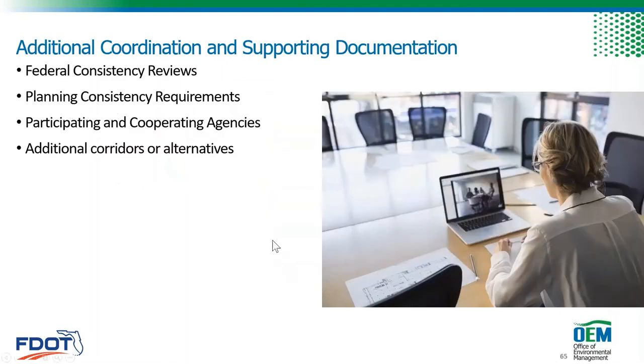There's also some additional coordination and supporting documentation needed. For example, I mentioned the federal consistency reviews. The planning consistency is more detailed requirements, and participating cooperating agencies more likely, not always required, but likely, and most likely you'll have some additional corridors or alternatives to review depending on the context of that project.